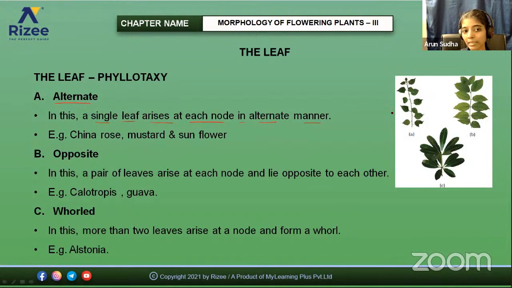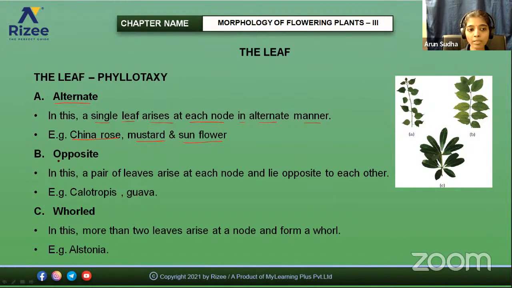So how is it arranged? A single leaf arises at each node in an alternate manner. So here one, then alternate one, then again here one, then alternate arrangement. So for each node there will be only one leaf. So that is the alternate arrangement. And examples are China rose, mustard and sunflower. So these are the examples for alternate arrangement.